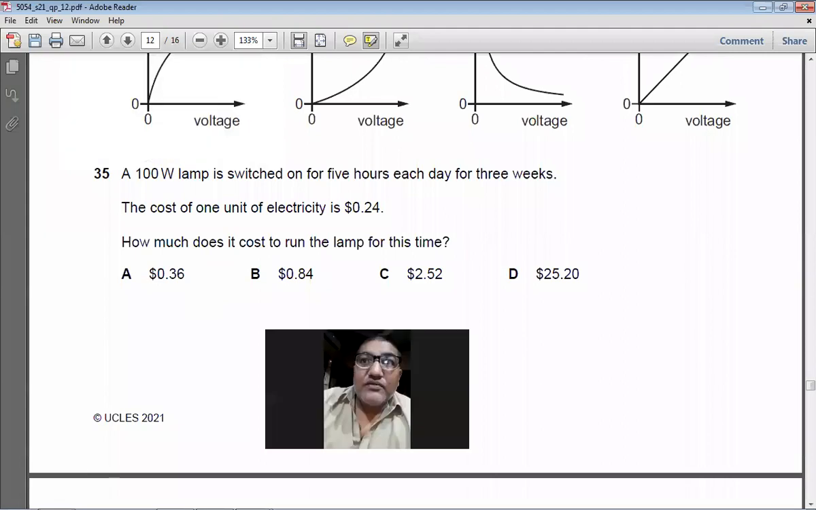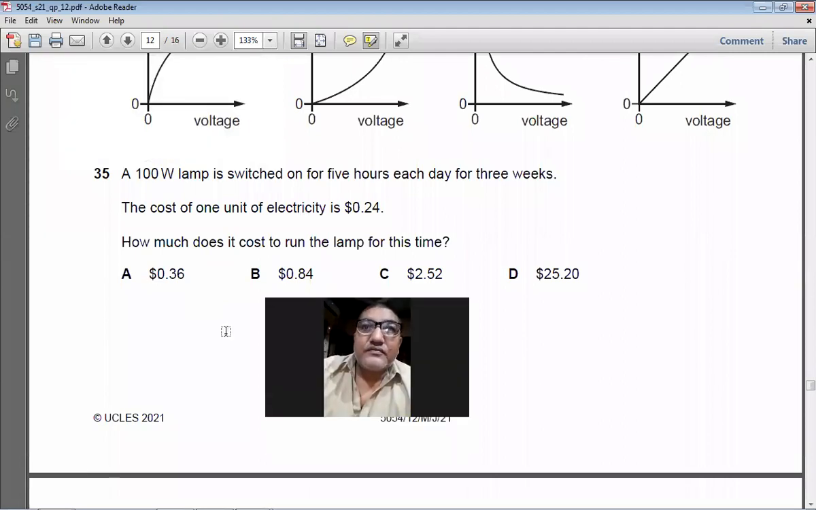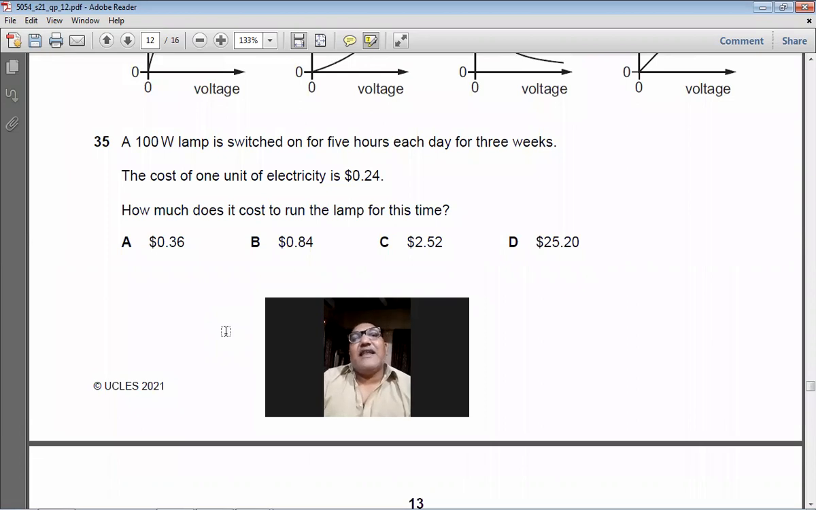Question number 35 is coming up on your screen. A 100-watt lamp is switched on for 5 hours each day for 3 weeks. The cost of 1 unit of electricity is $0.24. How much does it cost to run the lamp for this time? If you want to find out the cost of running a lamp or any other electric appliance, the power should be in kilowatts, not in watts. The time should be in hours, and you multiply that with the cost of 1 unit of electricity.